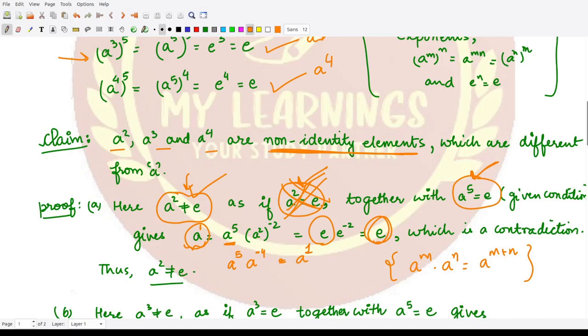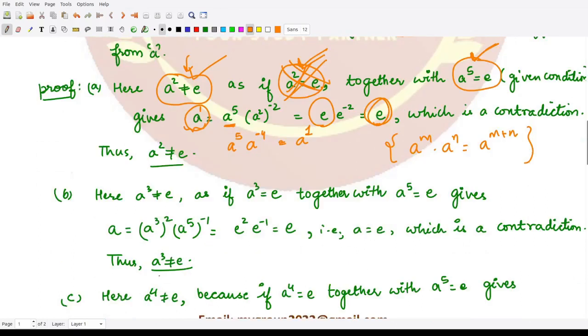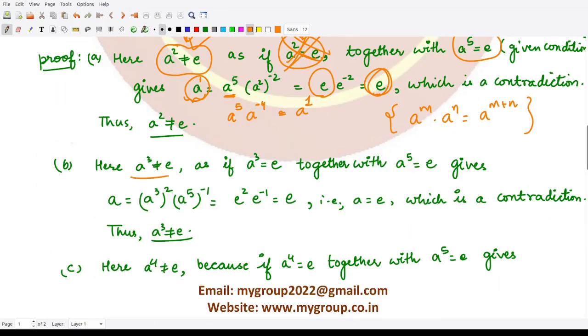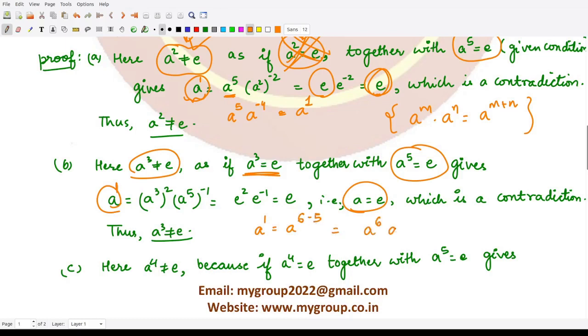Similarly, a cube and a raised to power 4 are also not identity, because if a cube is identity, then together with this expression we would again get a equal to e. How? You can write a raised to power 1 as a raised to power 6 minus 5, which could be written as a raised to power 6, a raised to power minus 5, which could be written as a cube square, and a power 5 raised to power minus 1. So this is what I have written here. Now you know the value of a cube.